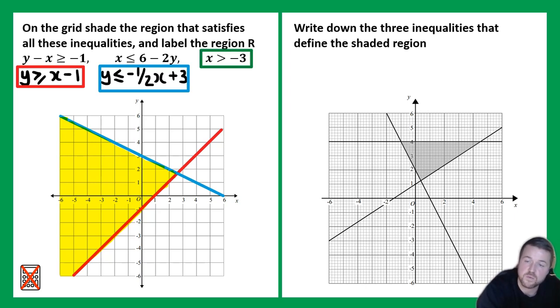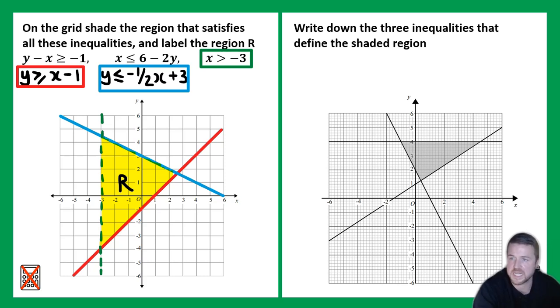And for the last one, when x is greater than negative 3, x equals negative 3 is represented by this line. It's strict, not inclusive, so I'll use a dashed line, and I'm looking for when x is greater than negative 3, which would be everything to the right hand side of the dashed line, and will be represented by this region when considering all three inequalities. I'll label this with the letter R. On to the next question.